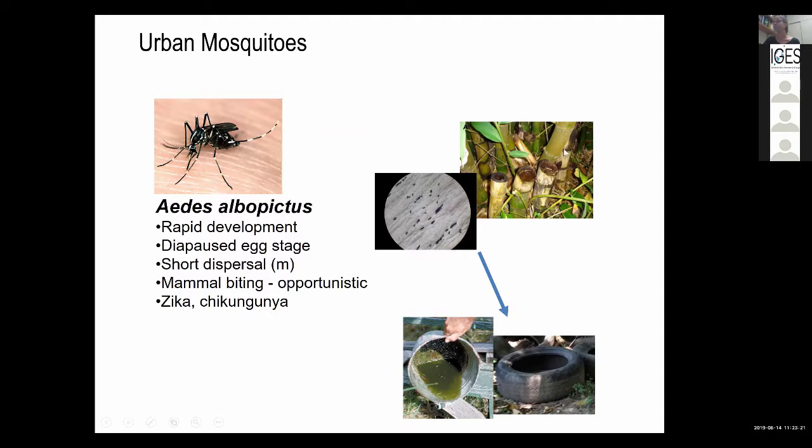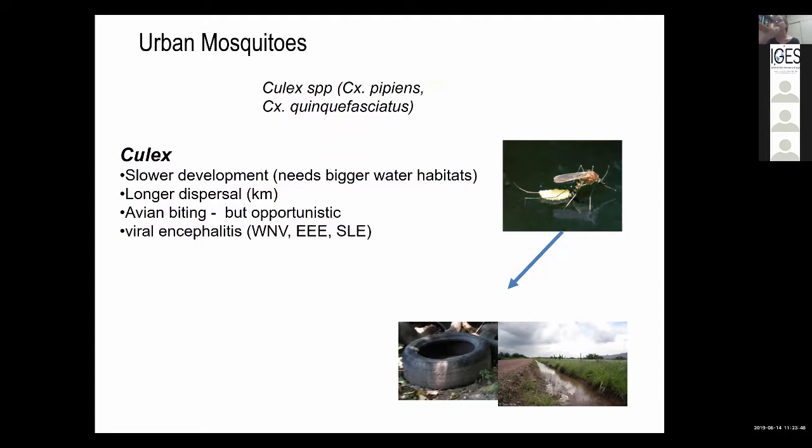Because it evolved to breed in small bamboo shoots, it breeds very rapidly and successfully in small containers like the cup you see down here, as well as tires. It bites mammals, and does so opportunistically. Whatever's the most abundant near it, it's going to bite. It doesn't fly that far, about 100 meters. And it is a competent vector for Zika and chikungunya viruses, as well as dengue. We also see Culex, the other genus I spoke about. There are a couple of different Culex species that are more resident natives.